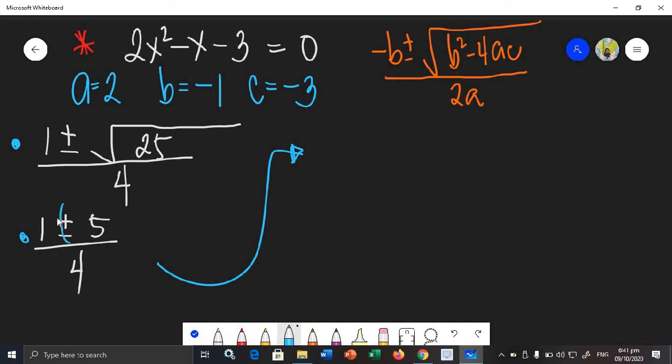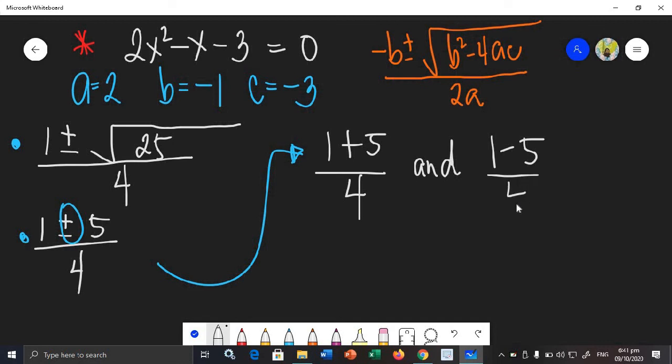Ayan. I'm going to continue the solution here, no? So, for us to be able to find the extraneous roots, paghiwalayin po natin yung sign, okay? Kasi we need 2 roots. 1 plus 5 over 4, and the other one is 1 minus 5 over 4. So, 1 plus 5, the answer is 6 over 4, or can be written simply as 3 over 2. Paano po nangyari yun, ma'am? Sinimplify lang po ni ma'am. Dinivide lang po sa GCF nila na 2.